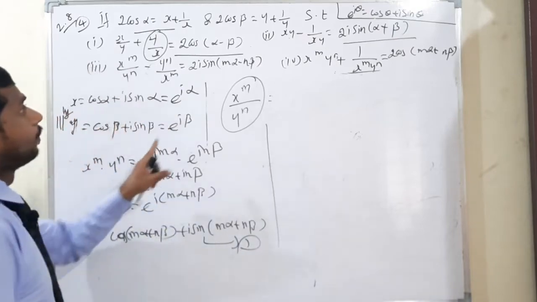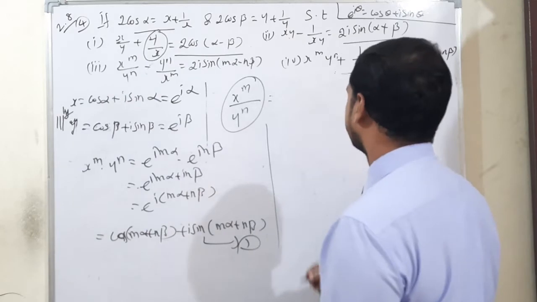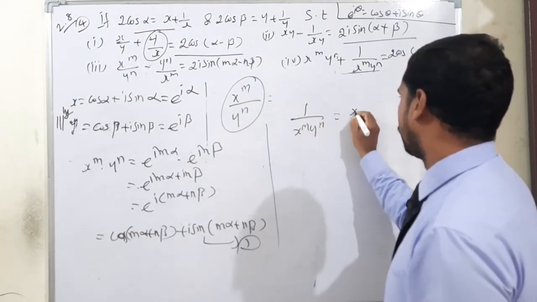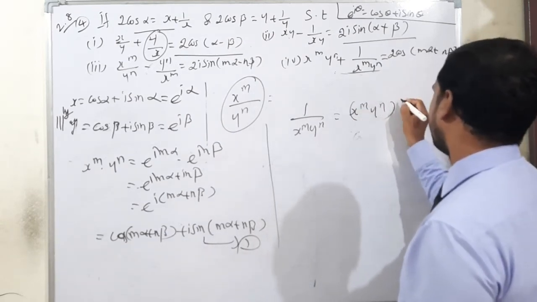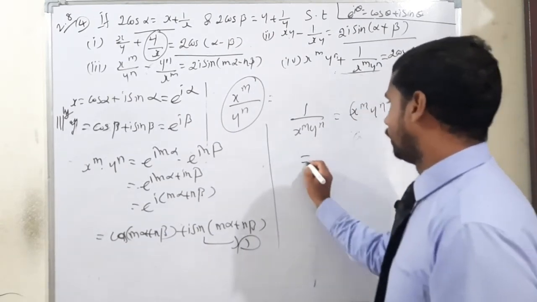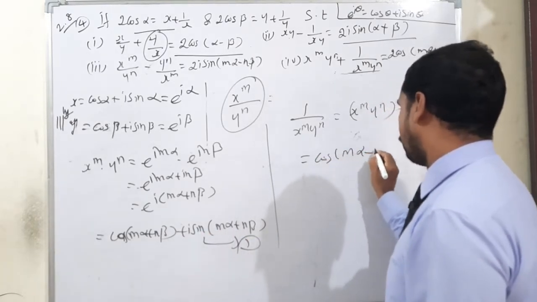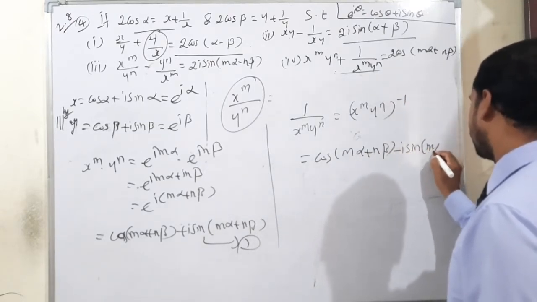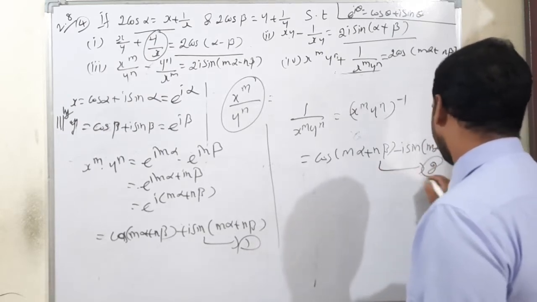Next one, we need 1 by x to the power m into y to the power n, the reciprocal of x to the power m into y to the power n. That is, instead of plus we can write minus. Therefore cos of m alpha plus n beta minus i sin of m alpha plus n beta. This is considered as equation number 2.